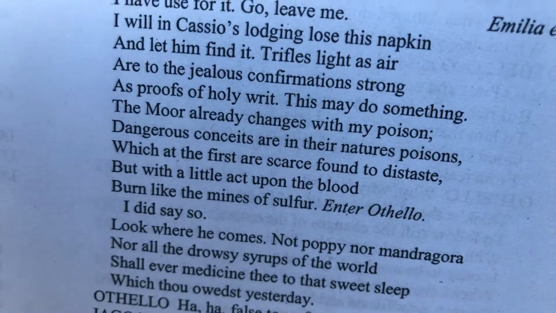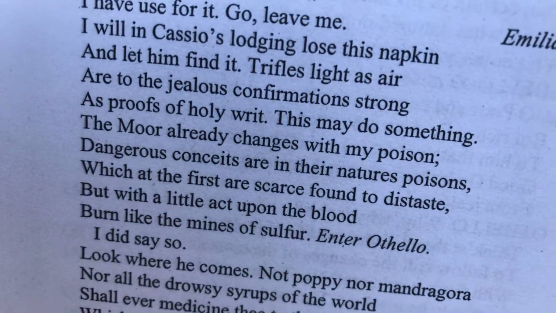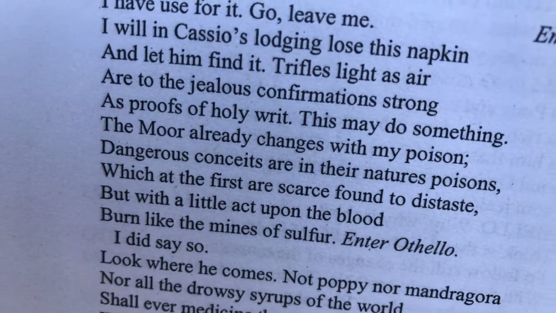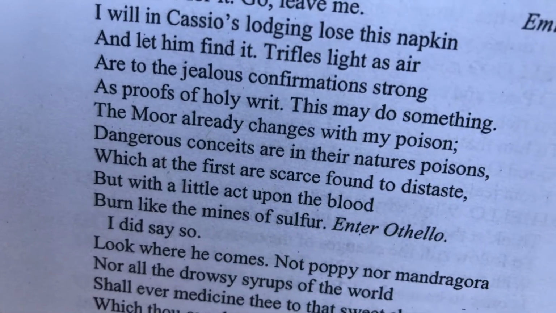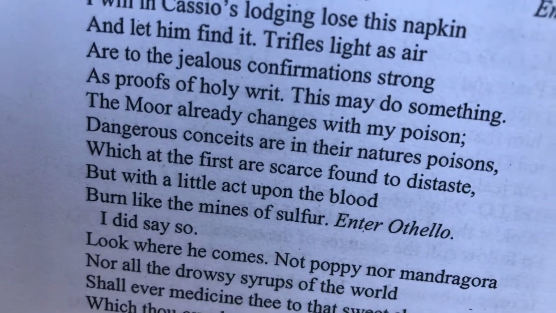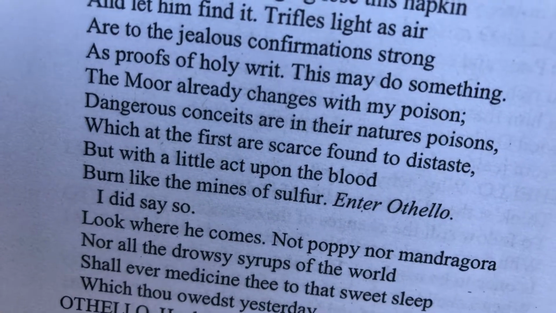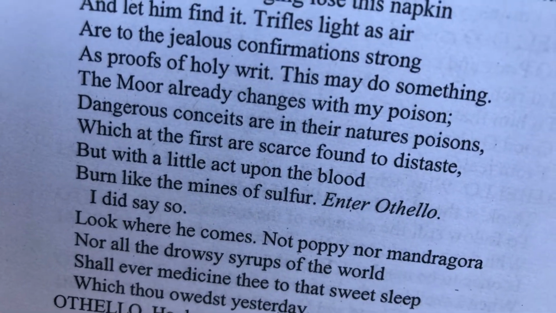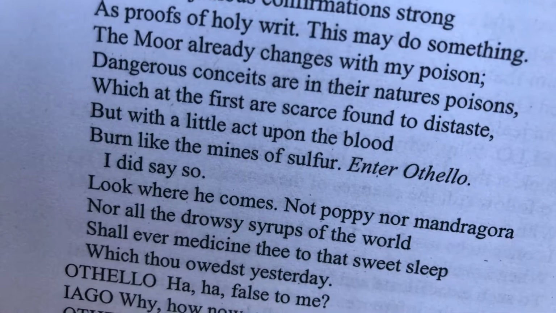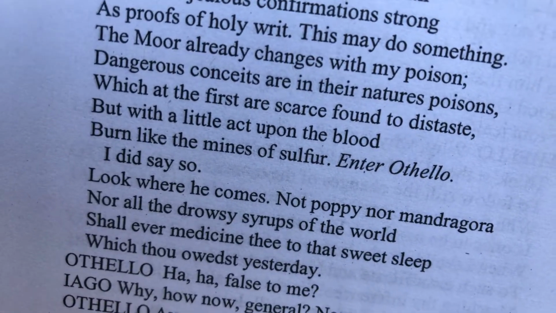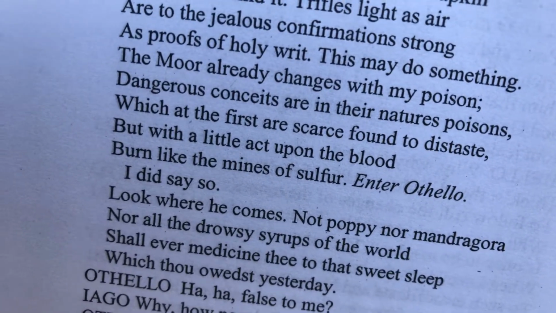So he says, "This may do something," meaning that the handkerchief is going to mess him up. "The Moor already changes with my poison." Again, the Moor is Othello. And then he says this, one of my favorite lines: "Dangerous conceits are in their nature's poisons, which at the first are scarce found to distaste, but with a little act upon the blood, burn like the mines of sulphur." It's a tremendous line.